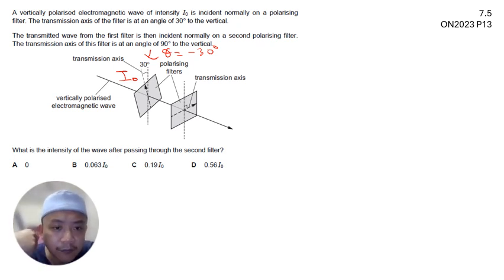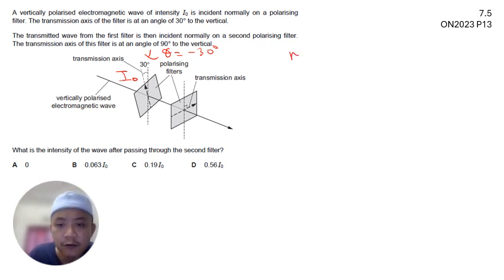Now the transmitted wave from the first filter is then incident normally on a second polarizing filter, and the transmission axis of this filter is at an angle of 90 degrees to the vertical. So we can see there's a difference there. We need to express the intensity of the wave after passing through the second filter in terms of I0.